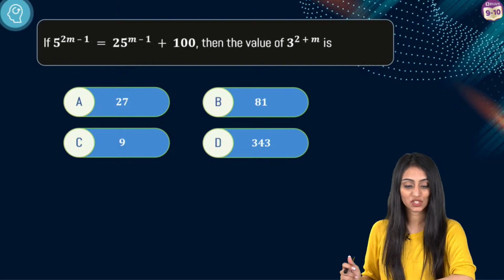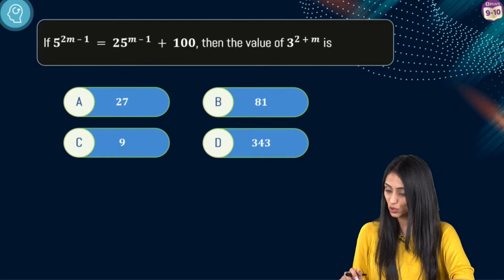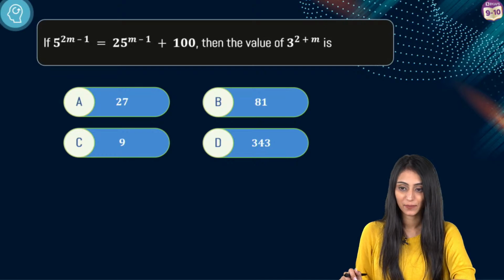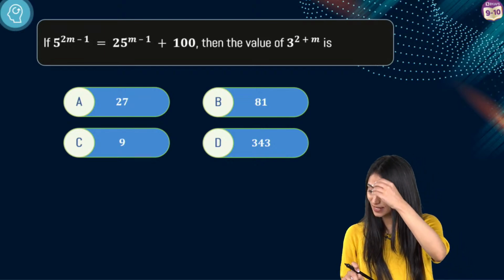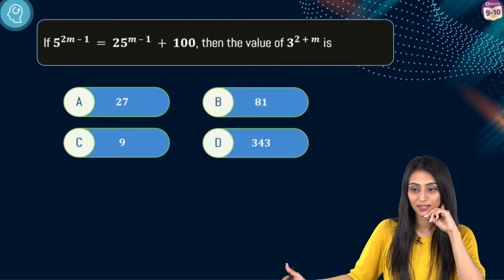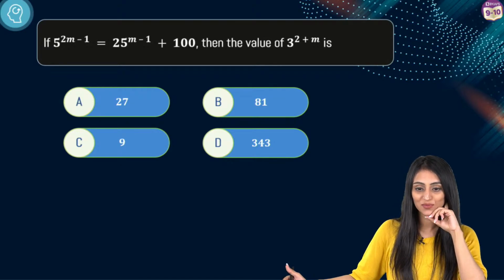Let's take a look at question number 8 now. So if 5 to the power 2m minus 1 is equal to 25 to the power m minus 1, plus 100, then the value of 3 square plus 3 to the power 2 plus m is, that was very easy and simple, right? Harsh, Bishal, Karthik Jha, try solving this one.